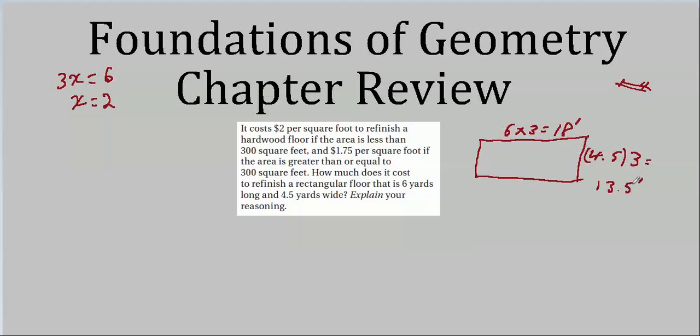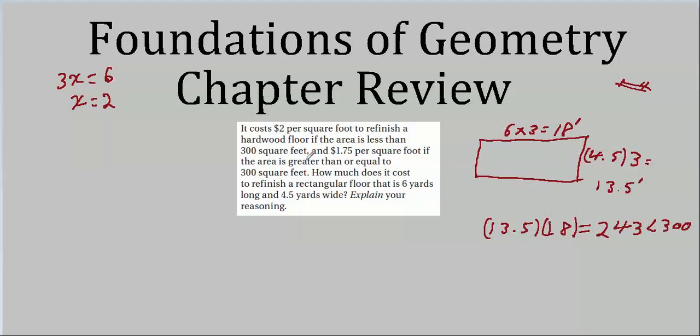Let's see, that's equal to 13.5 feet. So what we have here is 13.5 times 18. Now, according to my calculator, that's 243. And I would say, I bet you would too, that is less than 300. Which means we've got to pay the higher price, $2 per square foot.